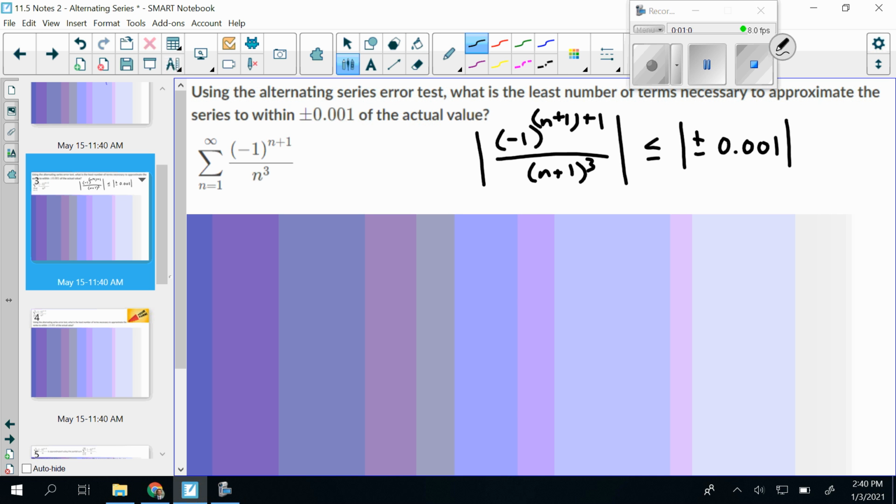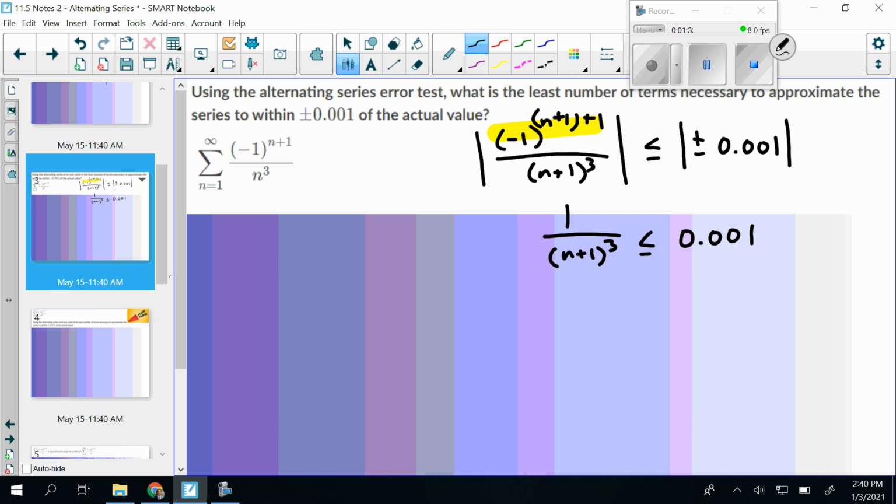Okay, so absolute value of what we have on the left there, we know any alternating term, this whole top part, if we take the absolute value, it's either going to be -1 or +1. It doesn't matter though because the absolute value of both is +1. So that's just going to end up being +1. On the bottom then we got n plus 1 to the third being less than or equal to the absolute value of the right part, which would be 0.001.